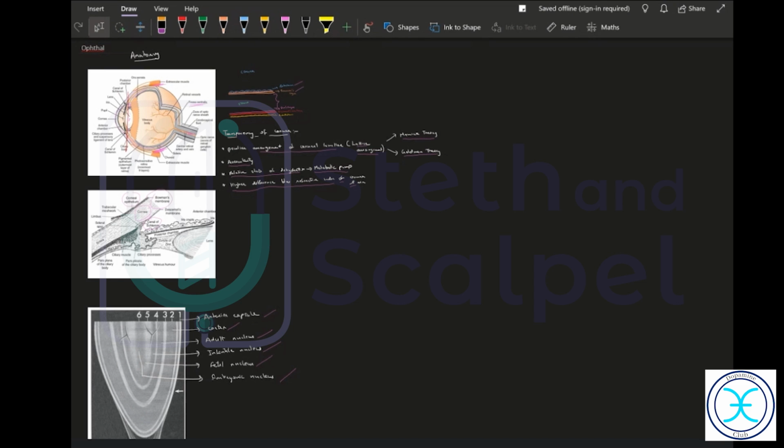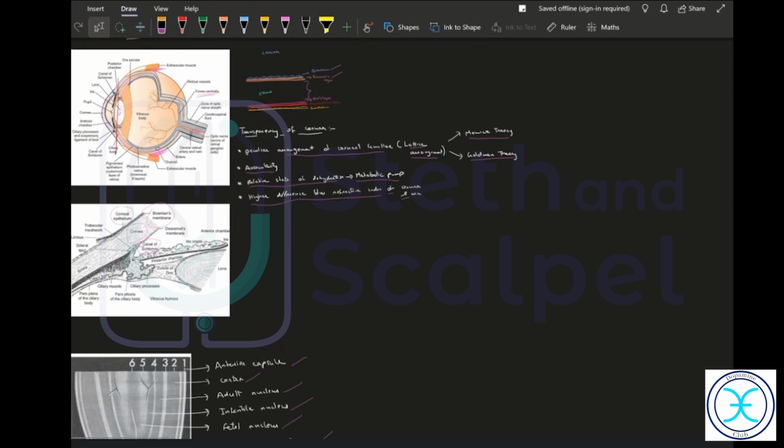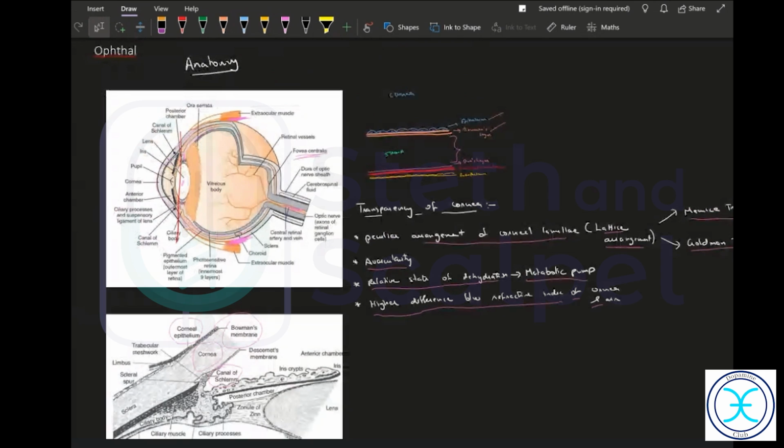Povidone, also known as betadine. So you clean the area with betadine, and then what do you do? First, you do a suture. We'll give anesthesia. Yeah, you give anesthesia.